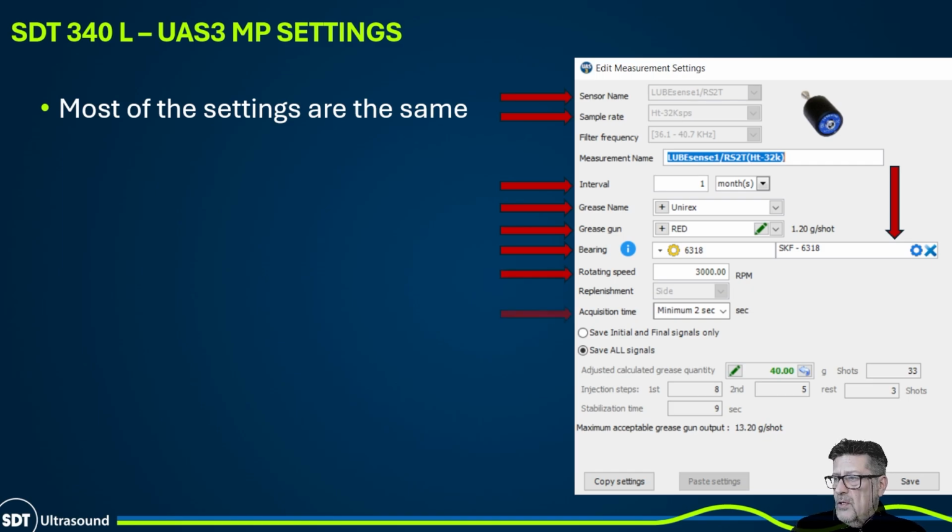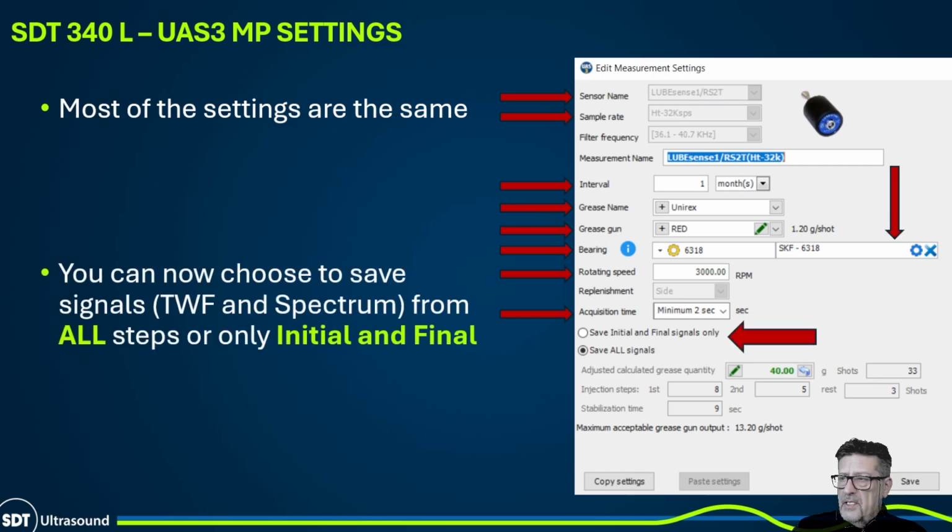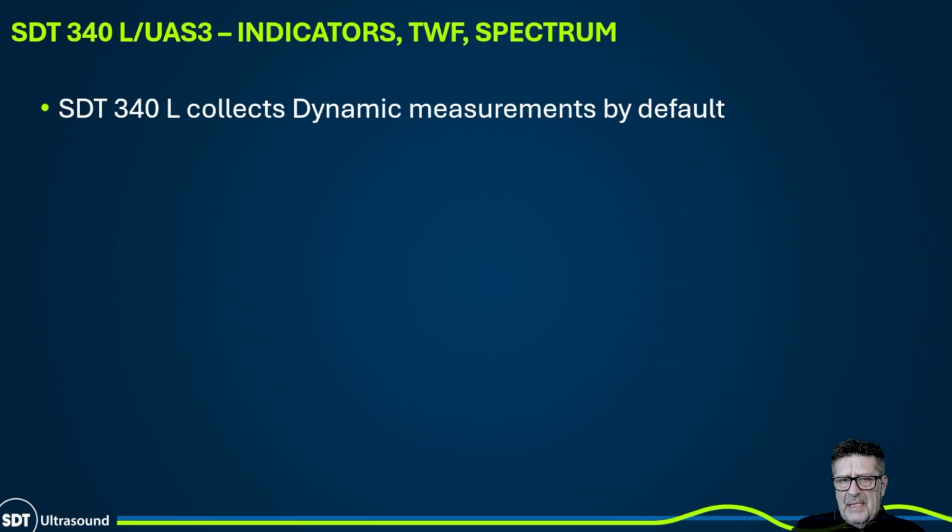Rotating speed, of course, and acquisition time will be defined based on minimum or recommended or any other time you want, but not less than minimum. And there is an important and interesting choice that you can make about saving initial and final measurements only or saving all signals. I will explain it in detail in just a second.